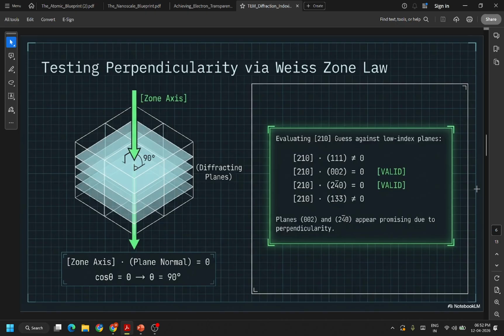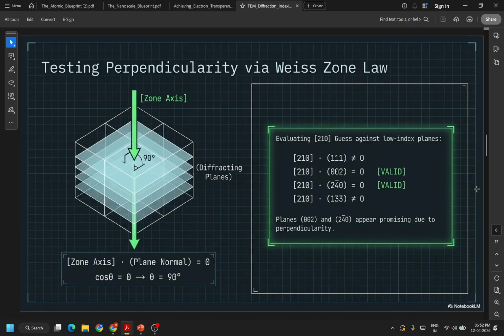So we read that the zone axes are perpendicular to the lattice planes. So zone axis dot lattice plane should be equal to 0. That is why we get Hu plus Kv plus Lw equals 0. So we first guess against low index planes.